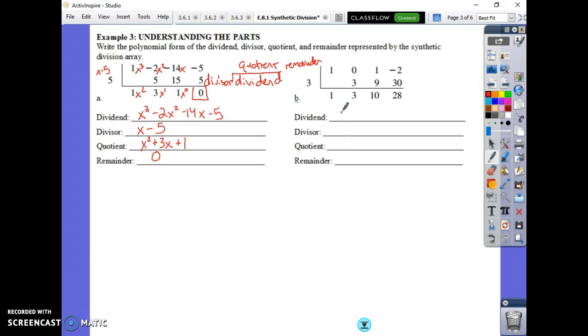Okay, we're back now. So my dividend should come out to be x to the third plus x minus 2. My divisor should come out to be x minus 3. My quotient should be x squared plus 3x plus 10, and my remainder is 28. So check and hopefully you got all of those right.